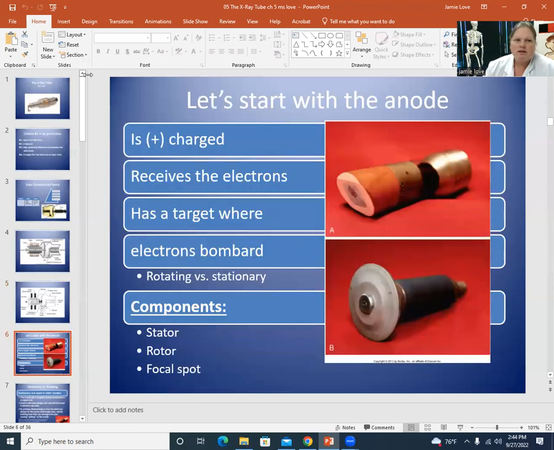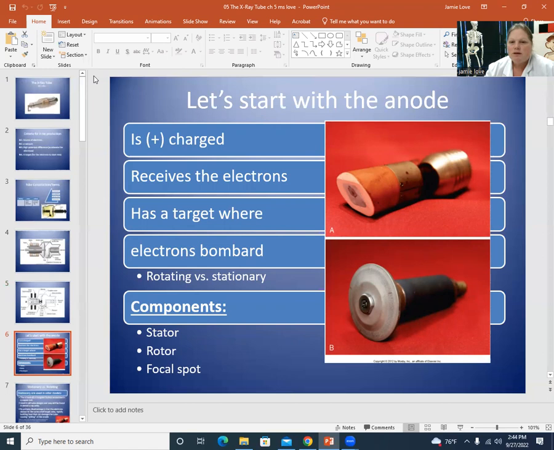The anode side. Let's talk about the anode. Mostly what we want to talk about on the anode side is that actual part where the X-rays are being made, where the electrons are slamming into that disc. It's positively charged because that's the side of the tube where the positivity is going to be to attract those electrons over. Basically, that disc receives electrons. We can say the electrons bombard it, slam into it.